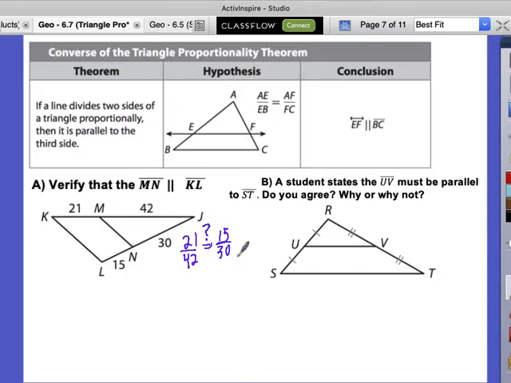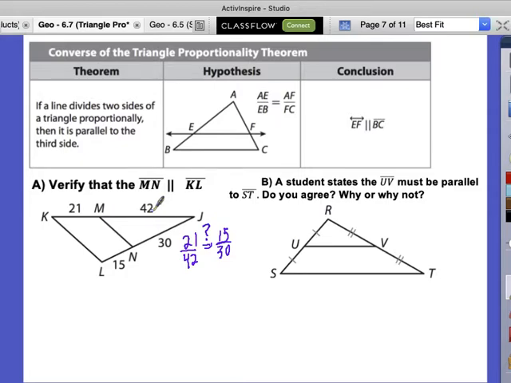Jocelyn just asked, could we do 21 over 15 is equal to 42 over 30? Yeah, we totally could, because once again, we're not mixing up sides here. What we could not do is 21 over 15 equal to 30 over 42. That's one we couldn't do because of the numbers flipping. Okay, so then we can verify that these are the same.